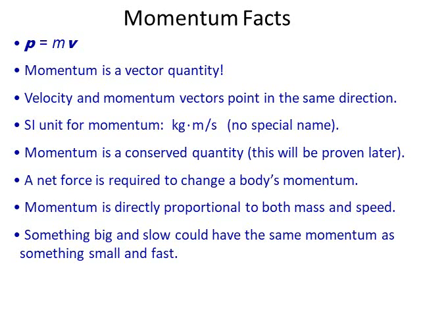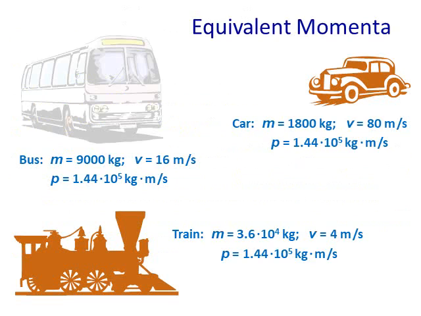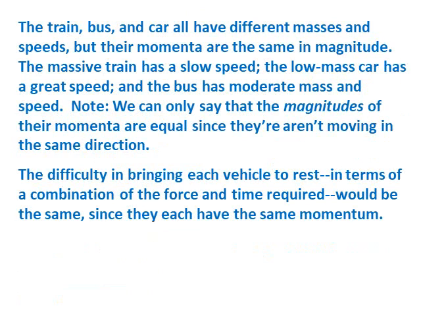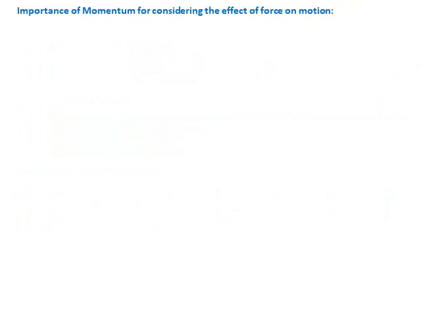Something big and slow could have the same momentum as something small and fast. See, there is a bus and a car, and both have the same momentum because there is a change in the mass and velocities. So the difficulty in bringing the vehicles to rest, in terms of the combination of force and time required, would be the same because they have the same momentum.